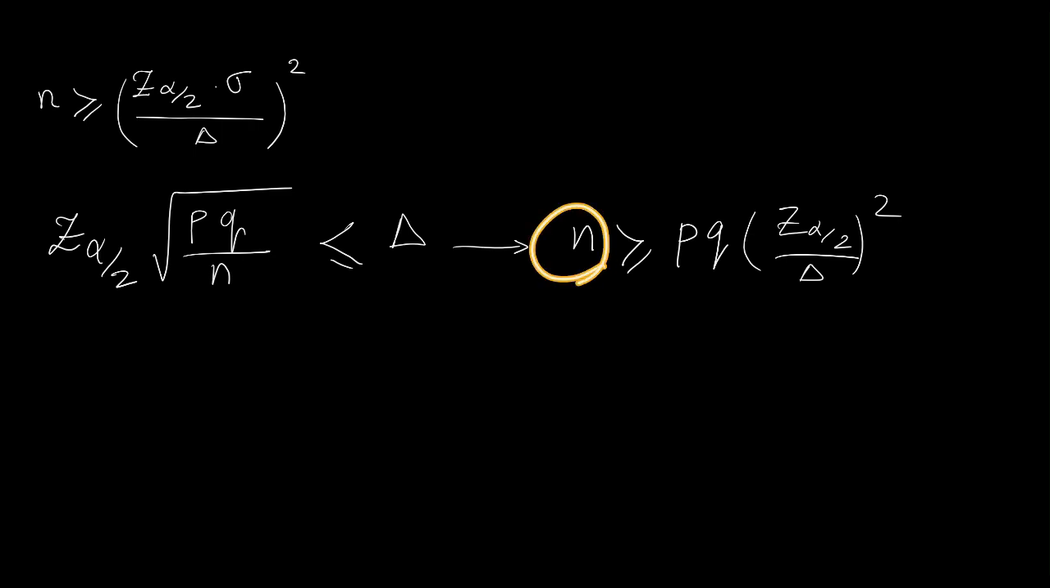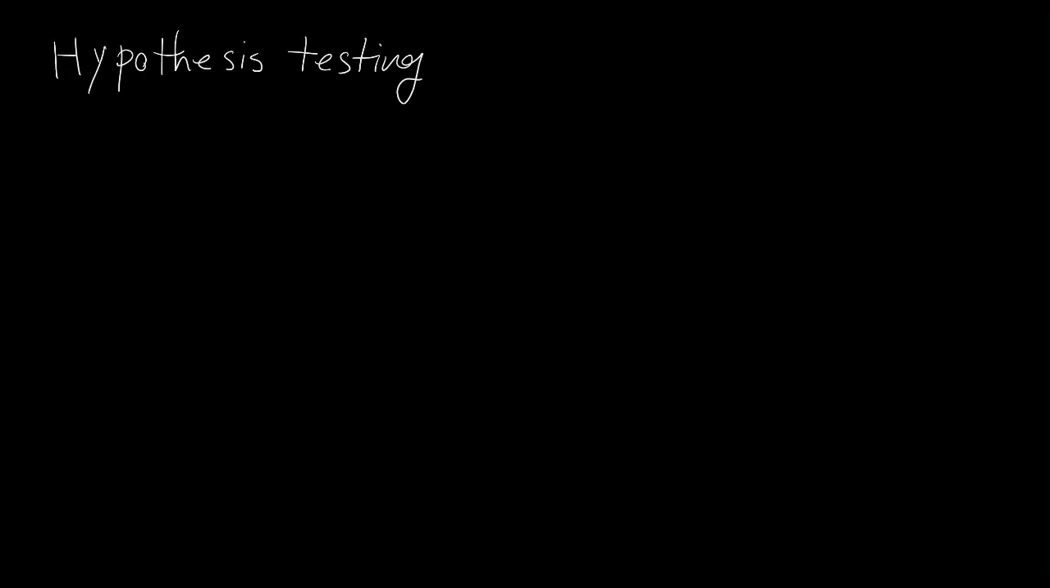But in case you don't know the proportion and still you want to find the sample size. If you don't know what P is, definitely you don't know what Q is, or the product of P times Q. But the maximum of P times Q is 0.25. So you replace it by 0.25, then multiply with the square of z of alpha half over delta to find the sample size.